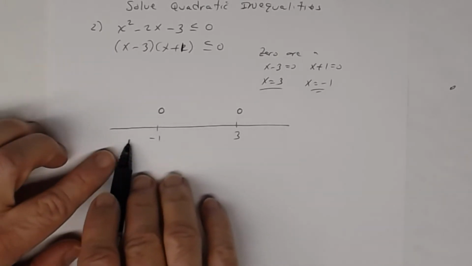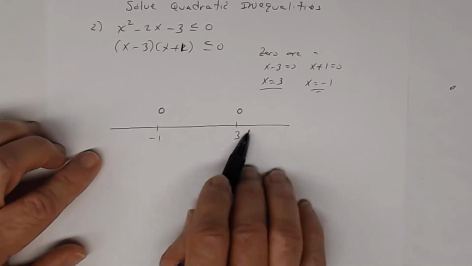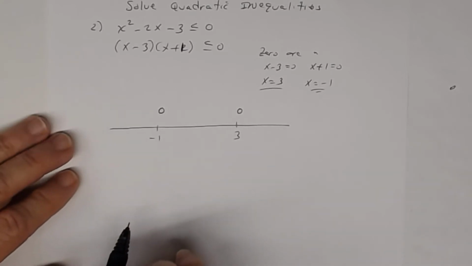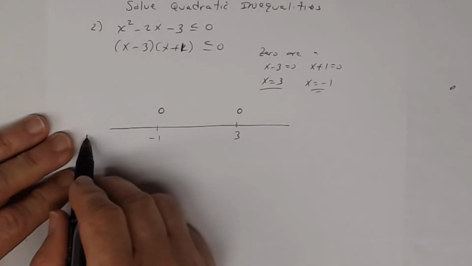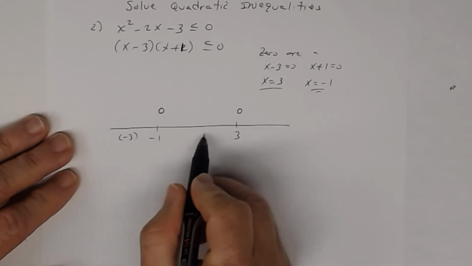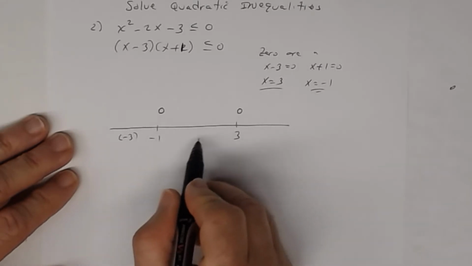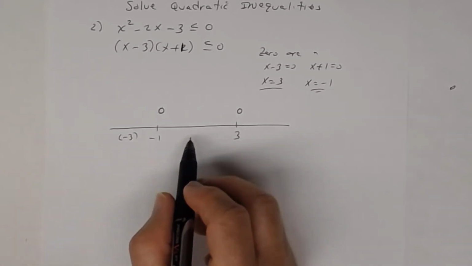So you're going to pick any number in this interval, any number in this interval, any number in this interval for your test points. So give me a test point that's between negative infinity and negative 1. Let's say negative 3. Give me a test point between negative 1 and 3, and always use 0 if you can. It makes things so much easier for you.